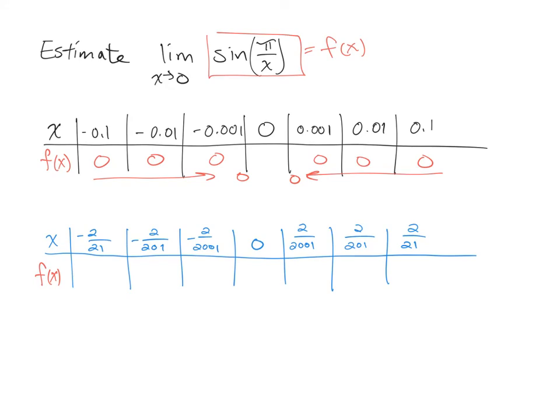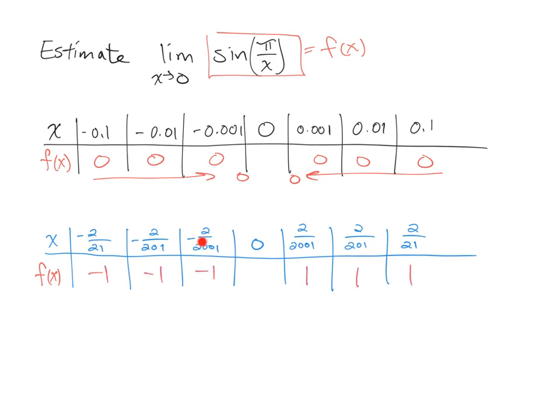In this second table, I picked values like this: -2 over 21, -2 over 201, -2 over 2001, and then the positive versions over here. And I picked these values because when you divide these, it ends up being pretty close to -0.1 or -0.01 or -0.001. So I picked values that were very close to these. But it turns out when you substitute these values in for x up here, you'll get the following values in the function part of the table.